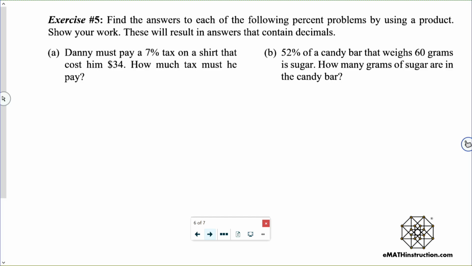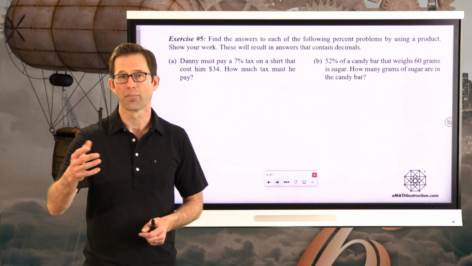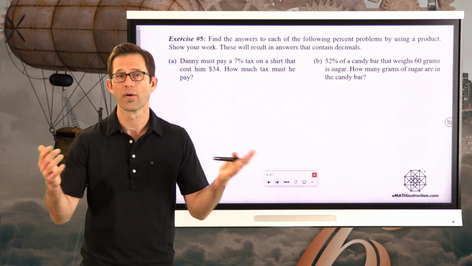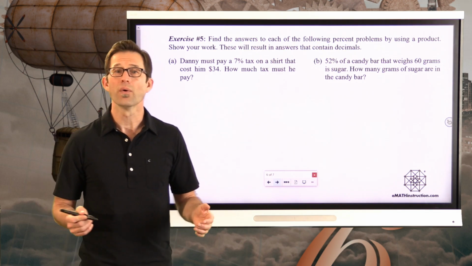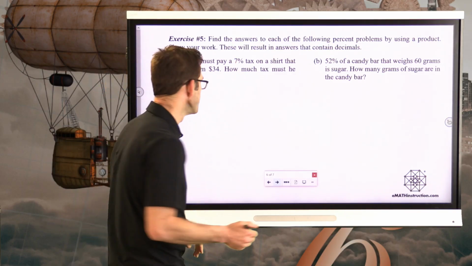Letter A. Danny must pay 7% tax on a shirt that cost him $34. How much tax must he pay? All right, so a tax is simply an additional amount of money that you pay on a product that you've purchased that goes to the government. It could be the state government, the local government, the federal government, whatever. So in other words, we need to find what 7/100ths of 34 is.